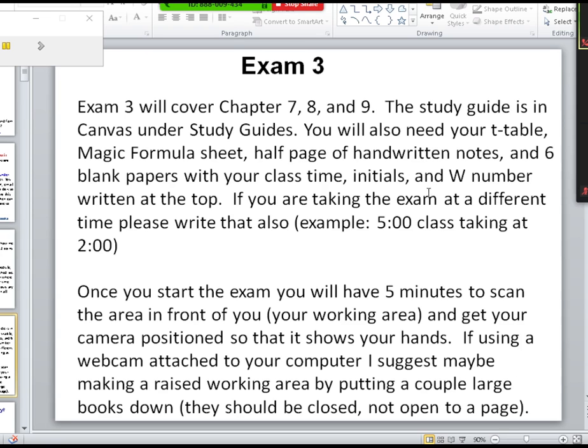And also, if you're taking the exam at a different time, write that also. For example, 5 o'clock class, taking it at 2 o'clock. That way I have all the information I need. You have to email me if you're taking it at a different time, because I have to add you to that Canvas course, because it's all going through Canvas. It's online now.